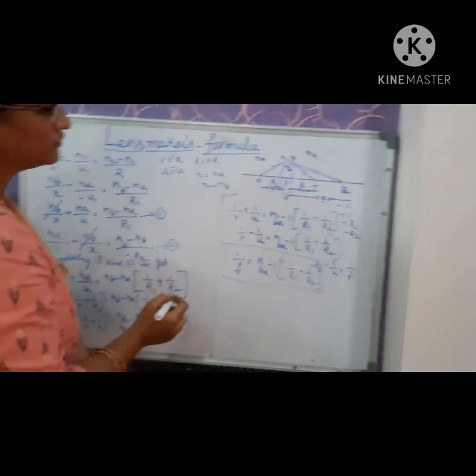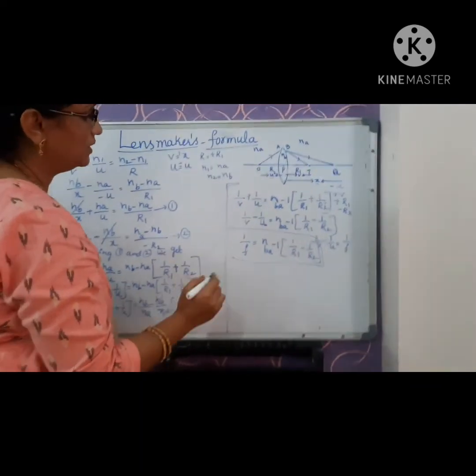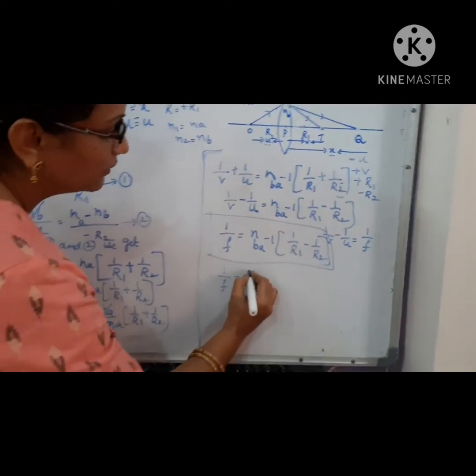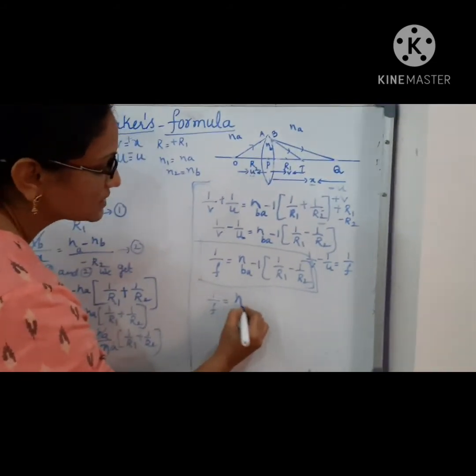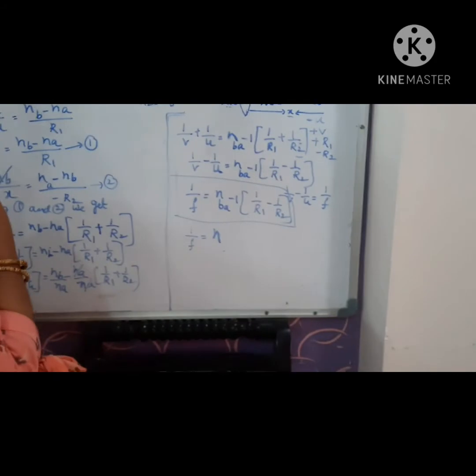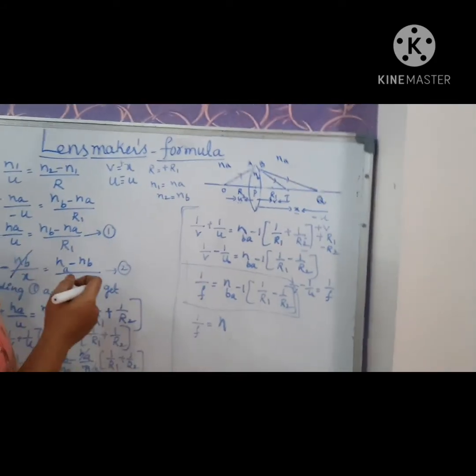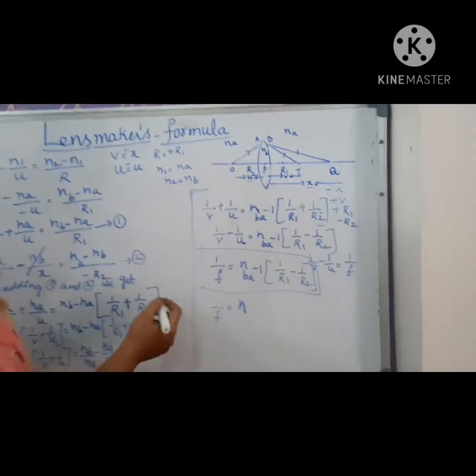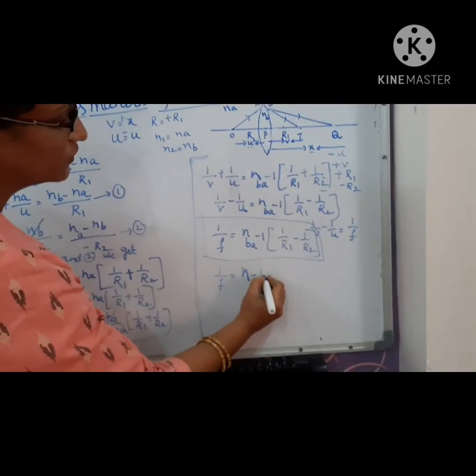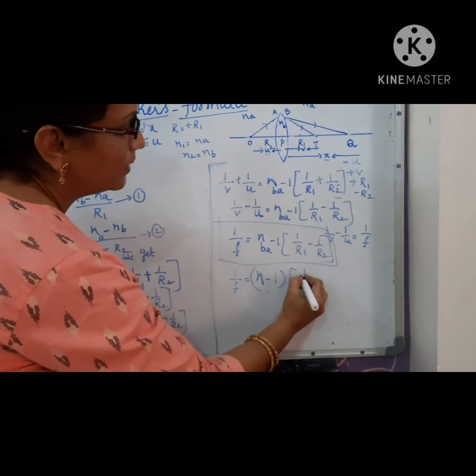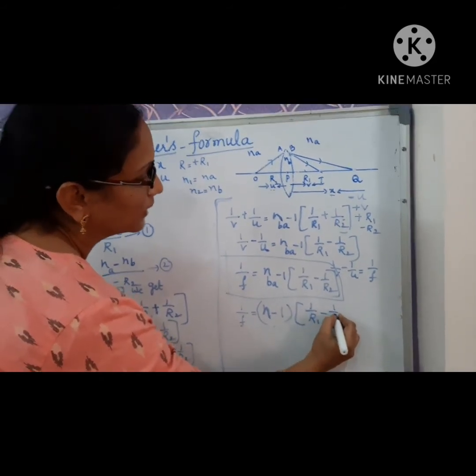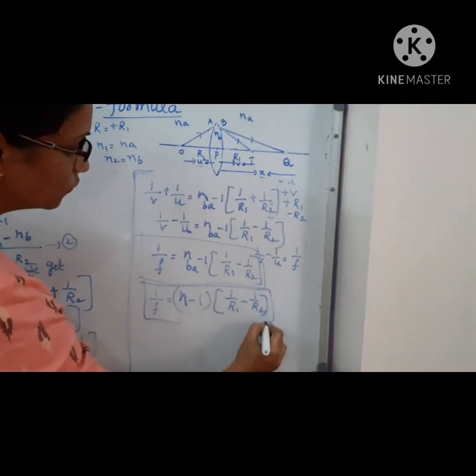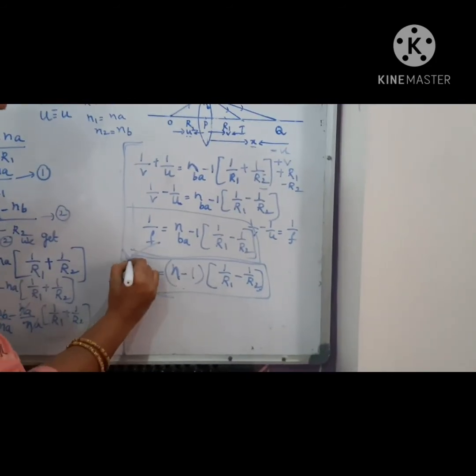What is the refractive index of the air? The refractive index of the air is 1. So we can consider 1 by f is equal to n. This is the absolute refractive index, because when we compare the refractive index of the lens with respect to the air, the value of the air is 1. So it becomes n minus 1 into 1 by R1 minus 1 by R2. This formula is known as the lens maker's formula.